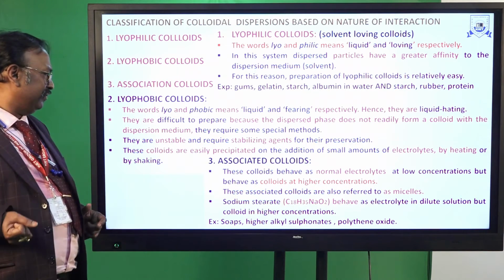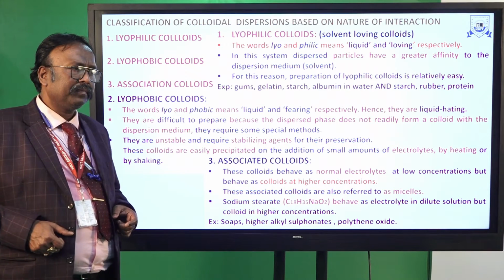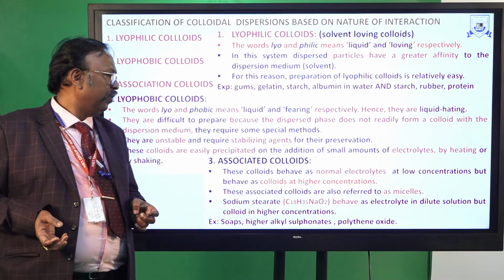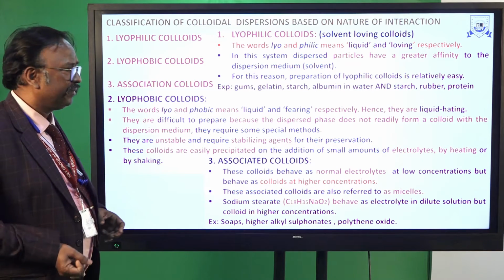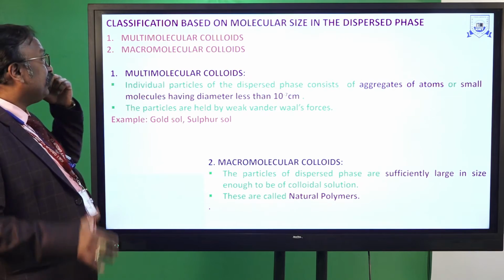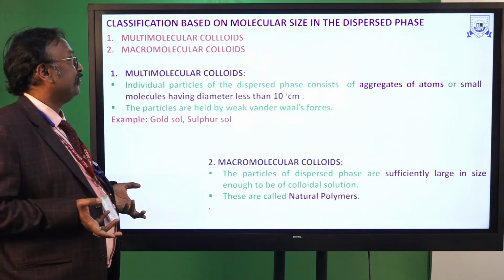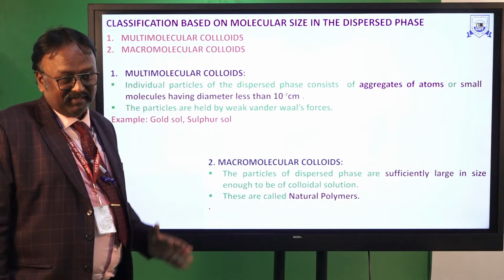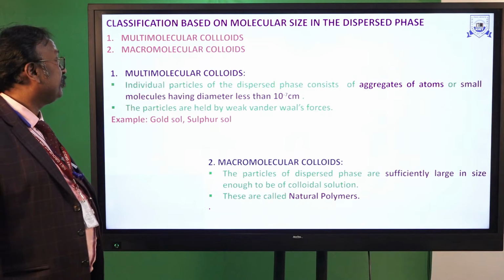For example, associated colloids means soaps, higher alkyl sulfonates, polythene oxides. These are all some examples of associated colloids. Coming to classification based upon molecular size in the dispersed phase, this is another classification of colloidal dispersion.